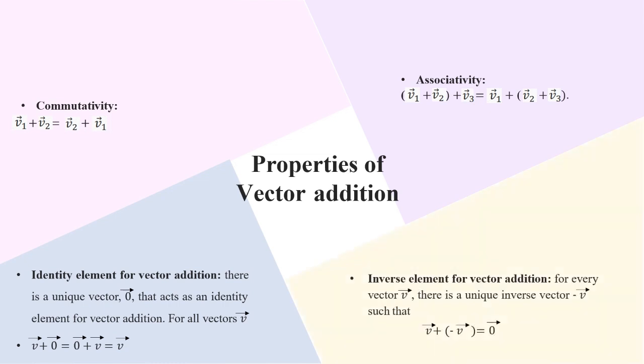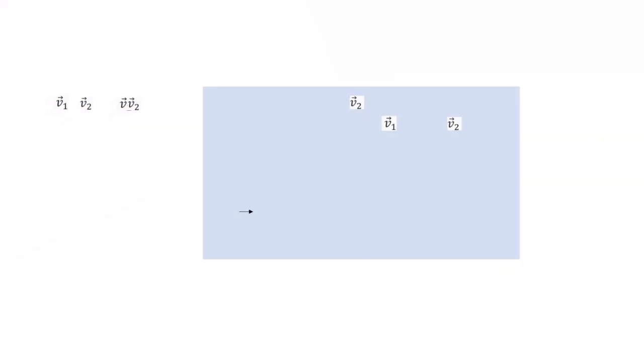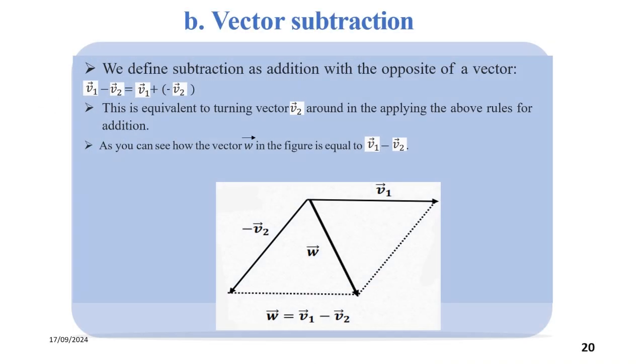Vector addition satisfies the following four properties: commutativity, associativity, identity element for vector addition, inverse element for vector addition. Second, vector subtraction. We define subtraction as addition with the opposite of a vector, as presented in the following formula. As you can see, the vector w in the figure is equal to vector v1 minus vector v2.